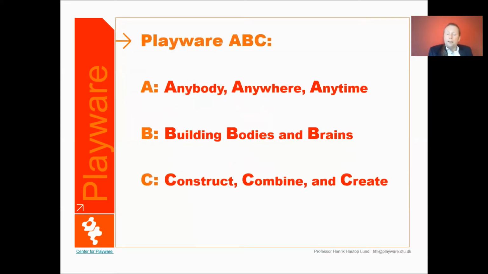So let me take the example here. If we want to create Playware, you remember we talked about creating technology for anybody, anywhere, anytime, by building bodies and brains, the combination of hardware and software, which facilitates that people can see, construct, combine, and create. So now in this case, if we want to create technology for anybody, then it's of course difficult to imagine how they would like to interact with your product. So you probably need this kind of iterative model.